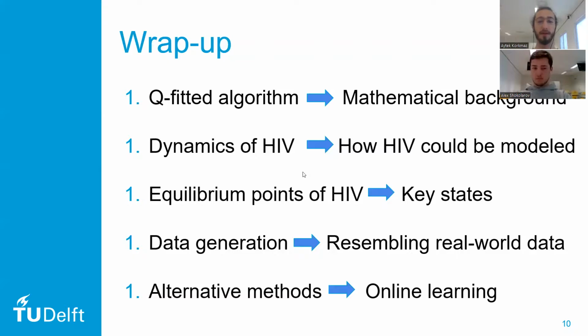Next up, we described the data generation, as data is really critical for this case. We described how resembling real-world data could be difficult and which steps could be taken. And finally, we described some alternative methods, namely online reinforcement learning, which could be the future of how reinforcement learning for HIV treatment could be further improved.